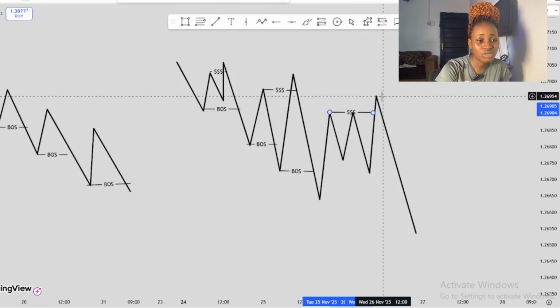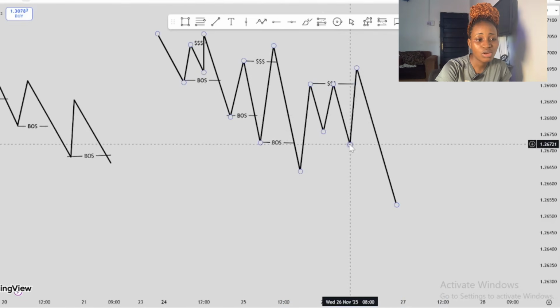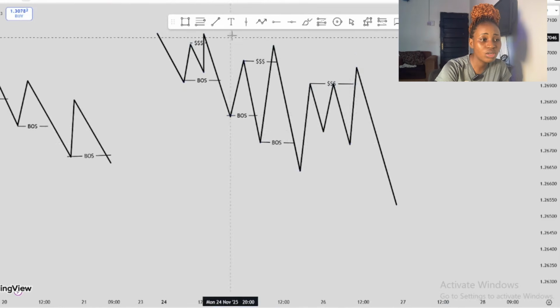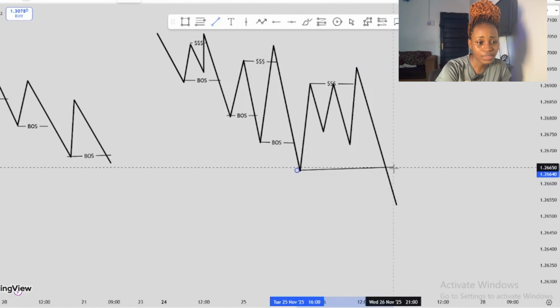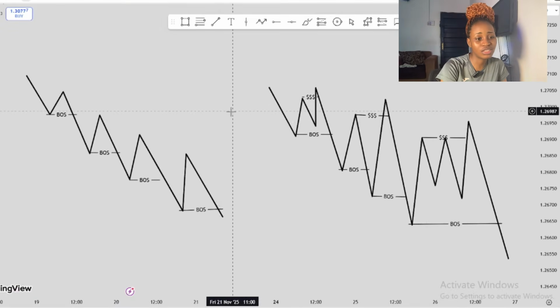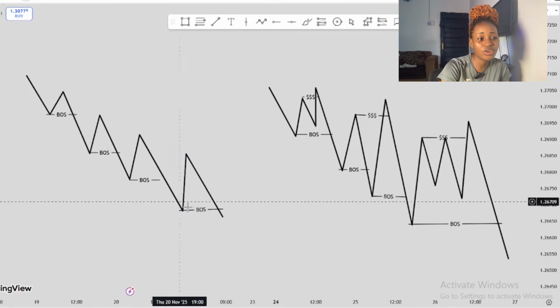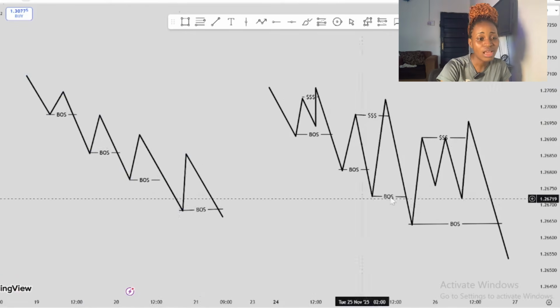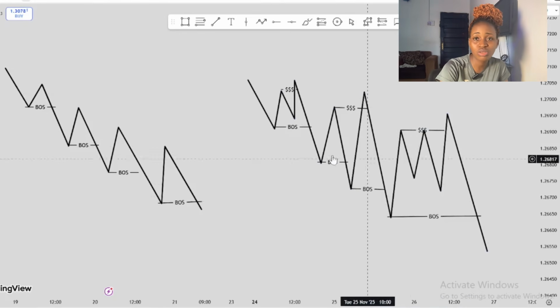After price takes out this, you see price expanding downward, taking out the previous low it created, and also this one, giving us a break of structure here. Okay, so you can see this is for a downtrend. This basic structure looks very clean and easy to understand, but this one looks difficult to understand. Sometimes this is what the market presents to us.